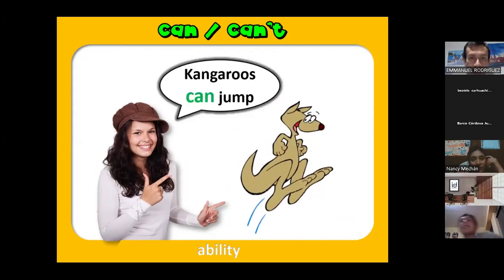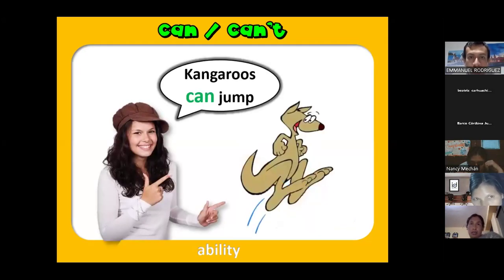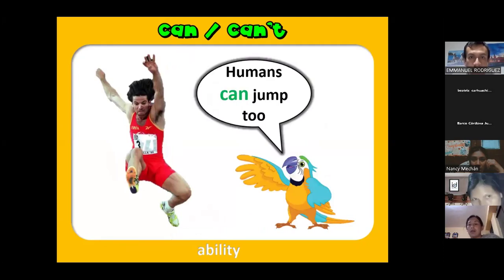Kangaroos can jump. Los canguros pueden saltar a brincar. Children can jump too. Los humanos también pueden saltar.